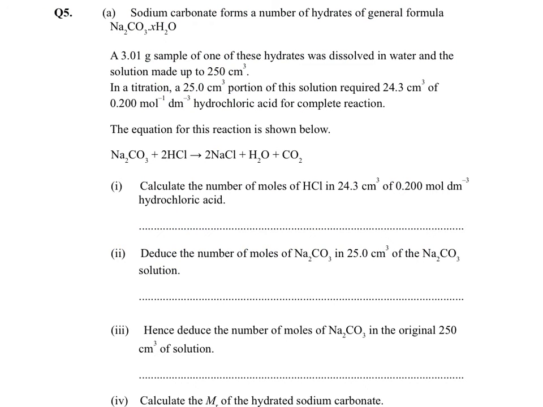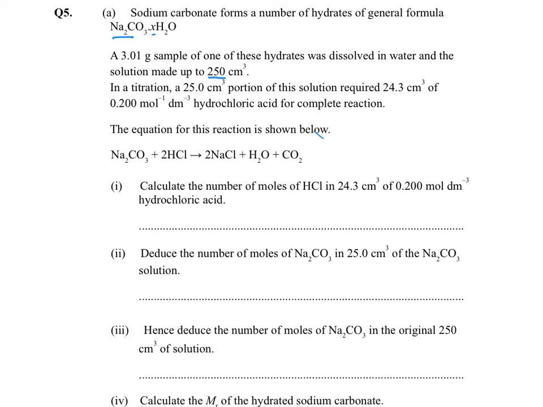Sodium carbonate forms a number of hydrates of general formula Na2CO3·xH2O, where x can be any whole number. So for every one lot of this, you can have any number of waters associated with it. A 3.01 gram sample of one of these hydrates was dissolved in water, and the solution made up to 250 centimetres cubed. So there's our first volume that we need to look at.